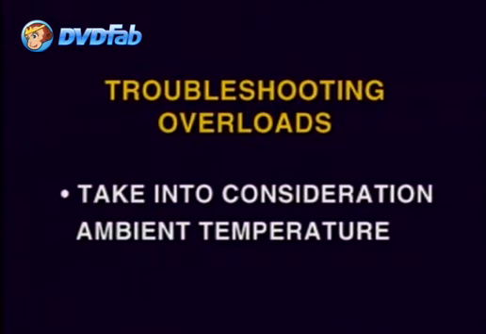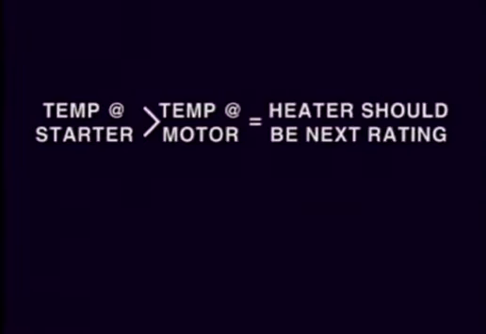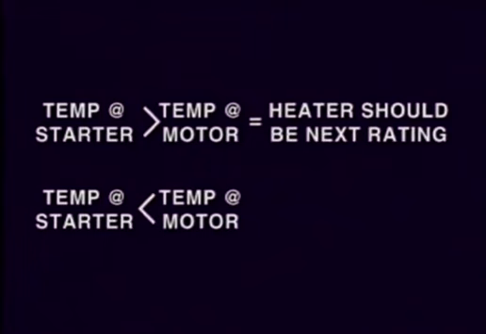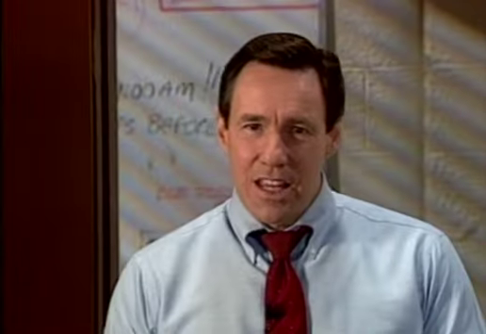If the ambient temperature at the starter is higher than the temperature at the motor, the heater should be selected with the next higher rating. If the ambient temperature at the controller is lower than the temperature at the motor, the heater should be selected with the next lower rating. These temperature considerations will help balance the heat created by an overload current so that the heater melts at the correct temperature, taking into consideration the effect of the ambient temperature.